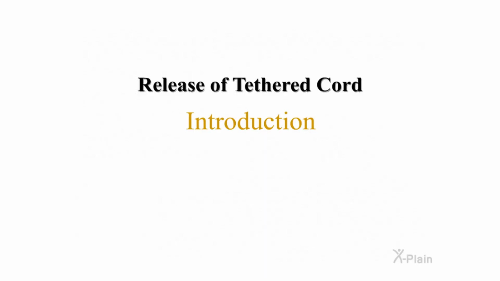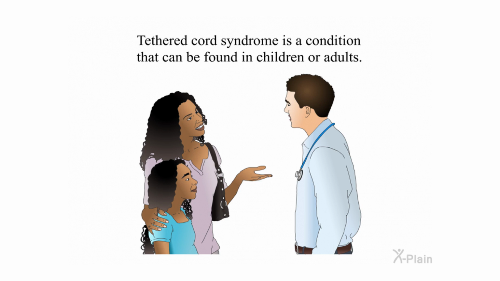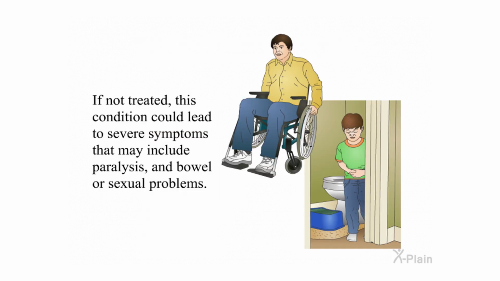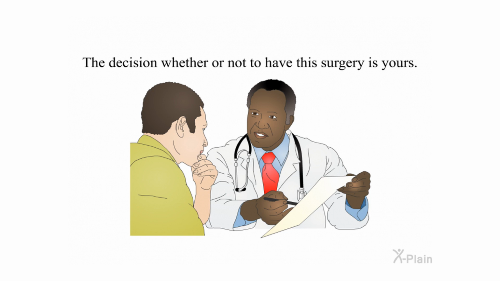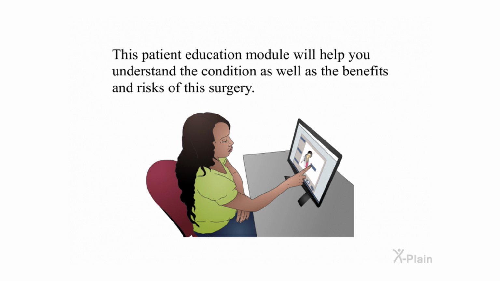Release of Tethered Cord. Introduction. Tethered cord syndrome is a condition that can be found in children or adults. If not treated, this condition could lead to severe symptoms that may include paralysis and bowel or sexual problems. Your doctor may recommend surgery to correct this condition. The decision whether or not to have this surgery is yours. This patient education module will help you understand the condition as well as the benefits and risks of this surgery.